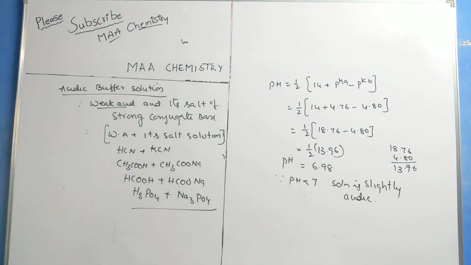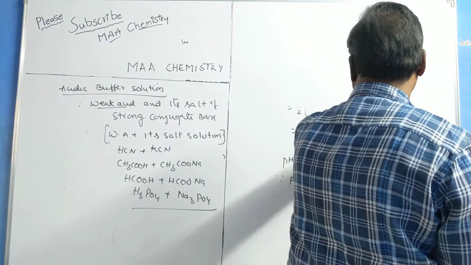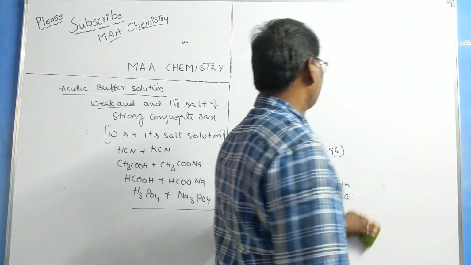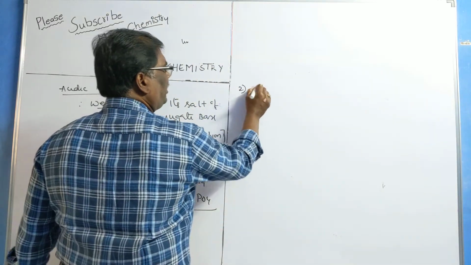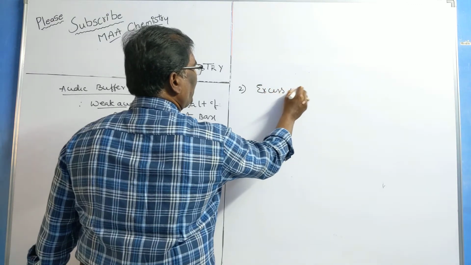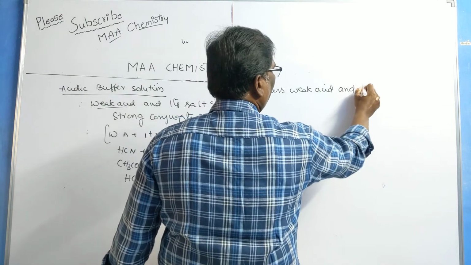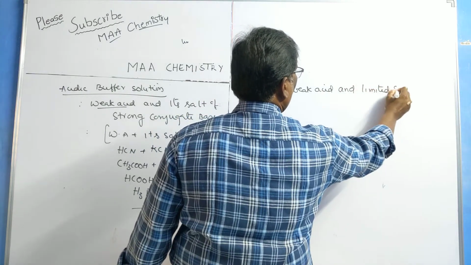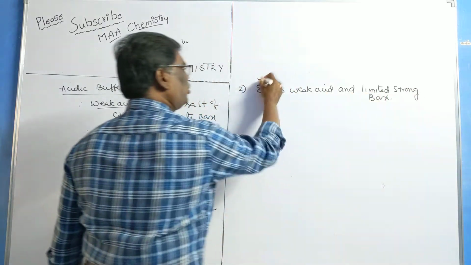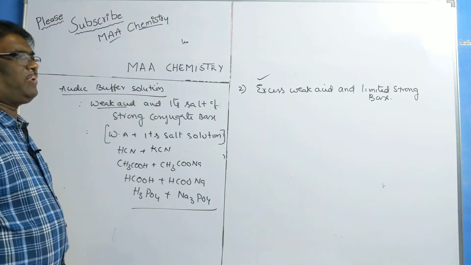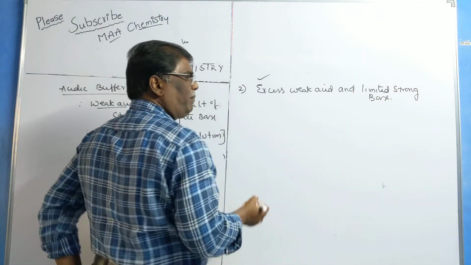Clear? Now, we can also take another example. They are asking this in competitive exams. The second is excess weak acid and limited strong base. Excess weak acid and limited strong base also forms the acidic buffer solution.